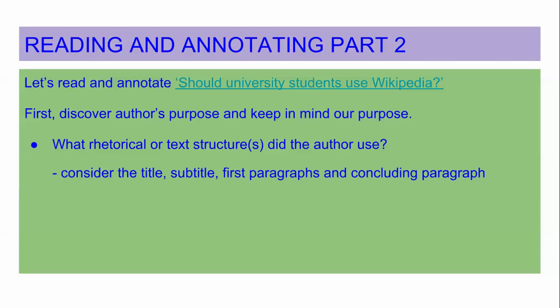Now, we're going to read the article. It's actually online. It's a Guardian article called Should University Students Use Wikipedia? And what we're going to do is first go through and try and discover what the author's purpose is, and of course at the same time we're keeping in mind our purpose. So to discover the author's purpose, the first thing to do is to try and find out what's the text structure that the author used.